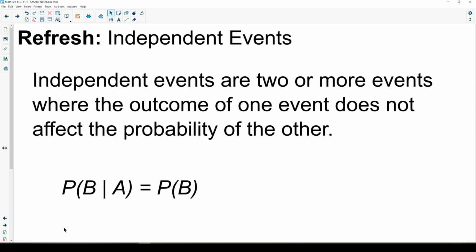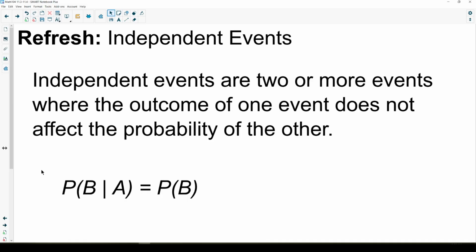A little reminder from last week, we talked about independent events, the idea that two or more events where the outcome of one does not affect the probability of the other. Some of the examples we gave are like rolling a dice, where rolling 1 doesn't affect how often you're going to get a 3 or a 4 on the following rolls.